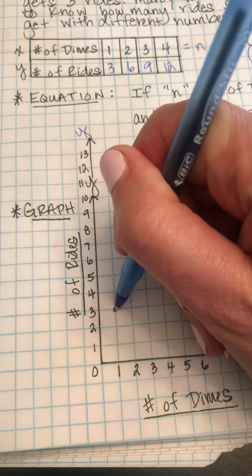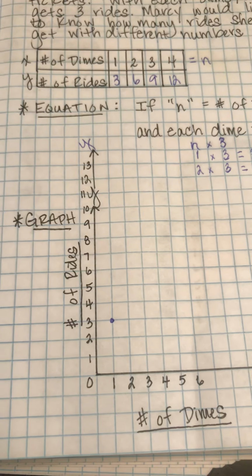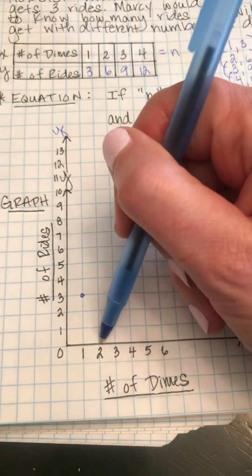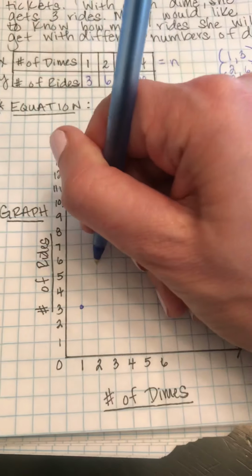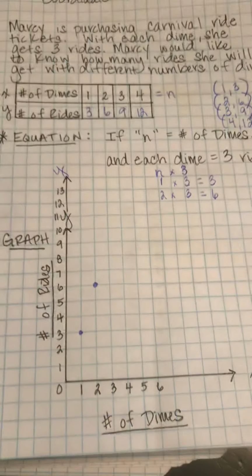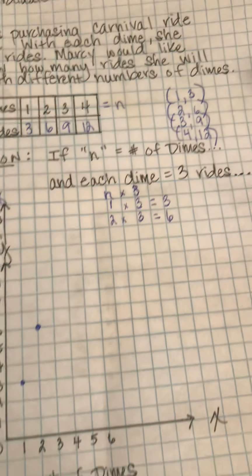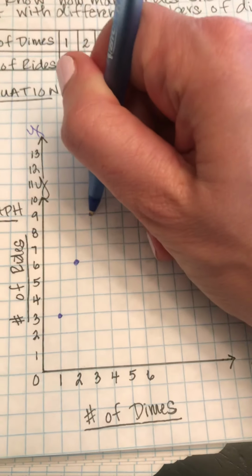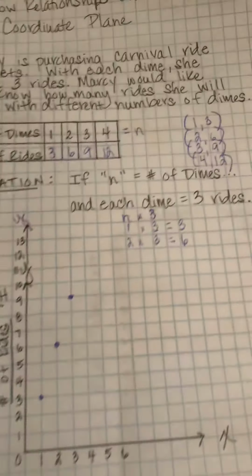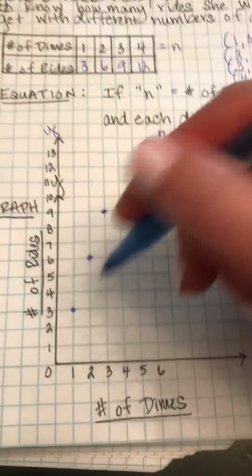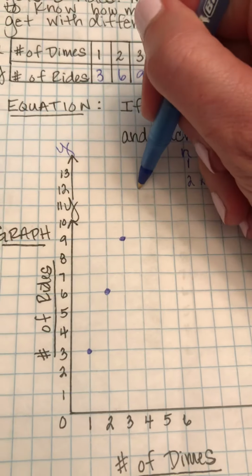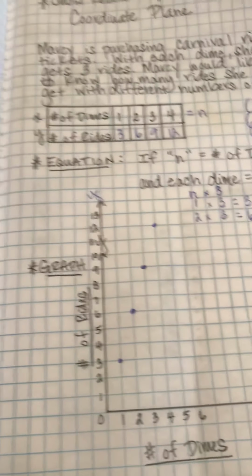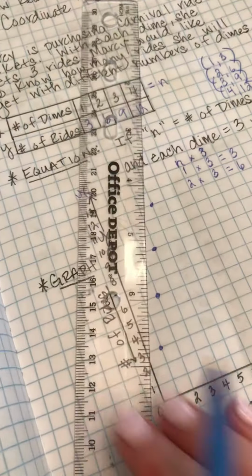That's my first point. Okay, that's our first one. For the second one, we had 2, 6. So we're going to go over 2 and up 6. Okay, let's look at our third one. Over 3, up 9. We have 3, 9. Our next one was 4, 12. So we're going to go over 4 and up 12. Now, what we would do now is we would connect our dots.